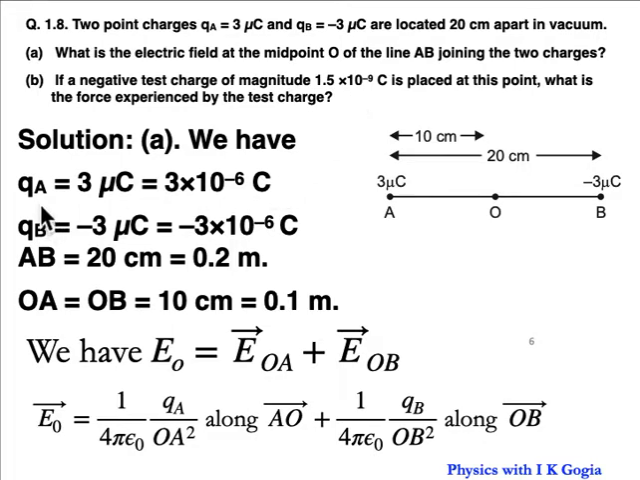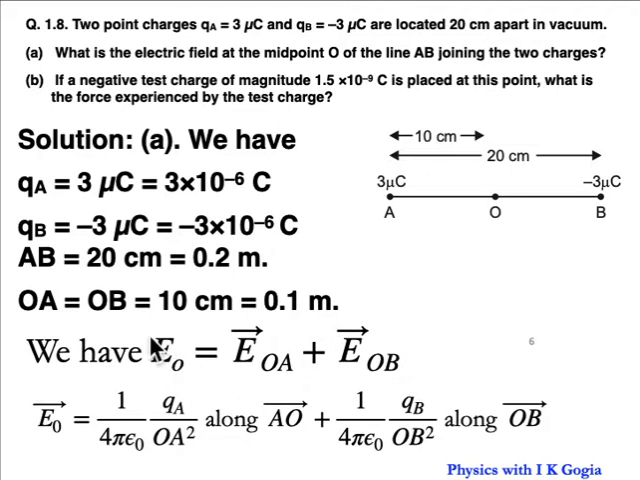We are given charge at A as 3 microcoulomb or 3 into 10 to the power minus 6 coulomb. Charge at B is minus 3 microcoulomb, minus 3 into 10 to the power minus 6 coulomb. The separation AB is 20 centimeter or 0.2 meter. So we have OA equal to OB. Since O is midpoint, each of the two parts is 10 centimeter. Expressed in SI unit, it will be 0.1 meter.